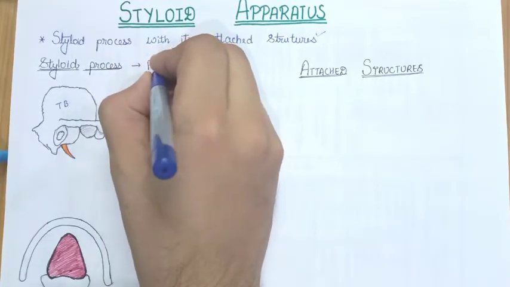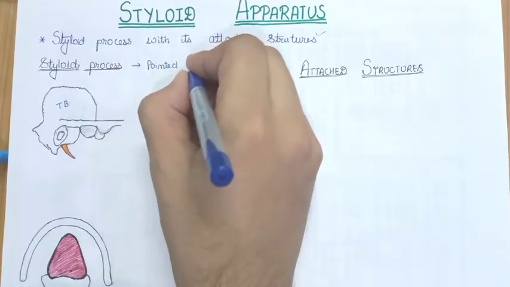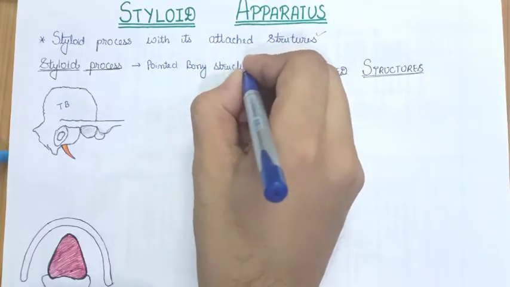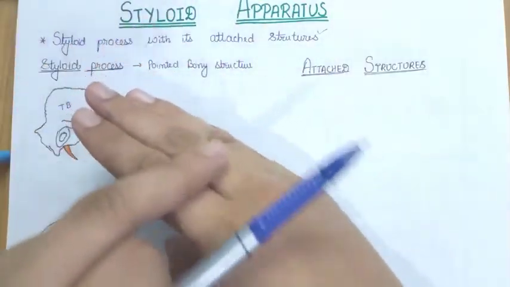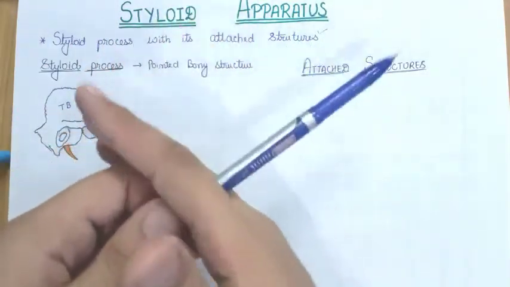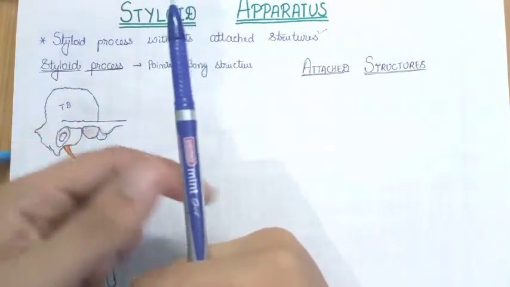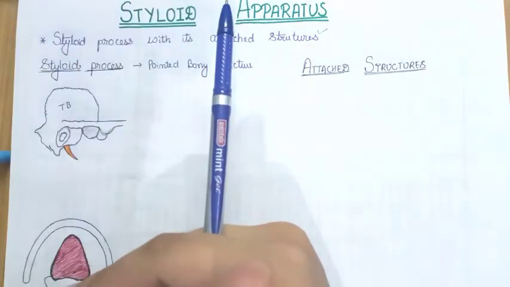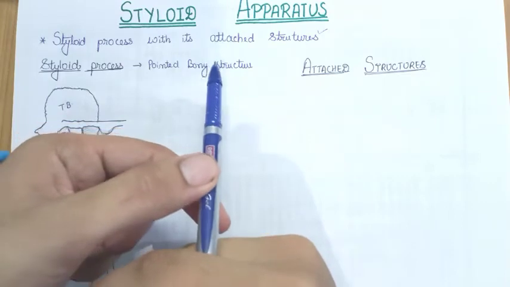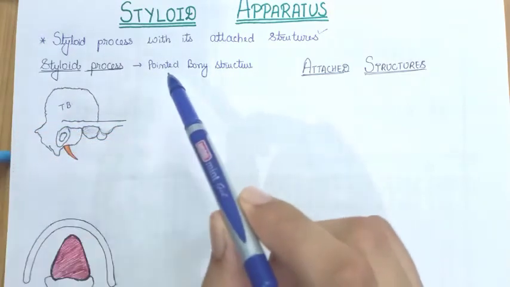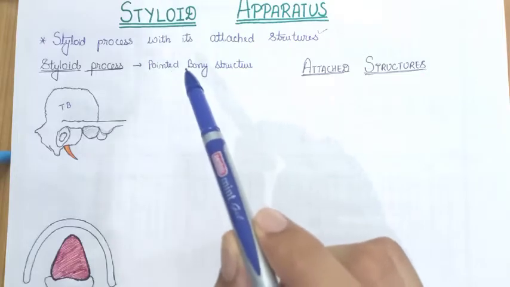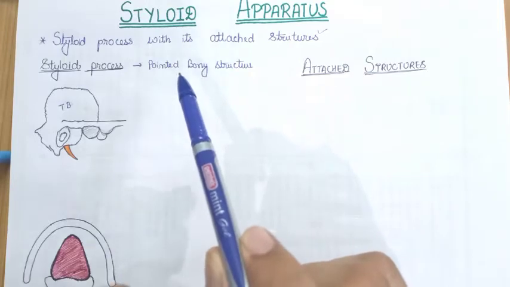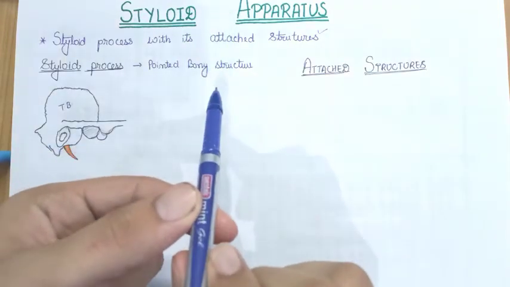So what is the styloid process? It is a pointed bony structure. Suppose this is the temporal bone and it has a pointing structure, that is the styloid process. As you can see, it is pointing forward. Moreover, it is directed downward and medially. So this is how the styloid process is present in your body. Whenever the examiner asks you in the viva what the direction of the styloid process is, you should always say it's directed forward, downward and medially.